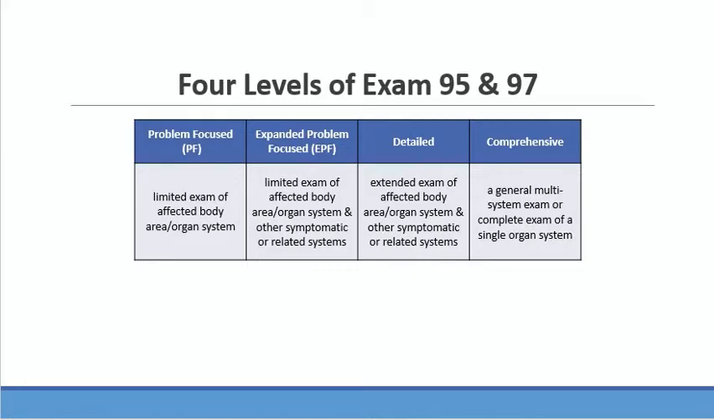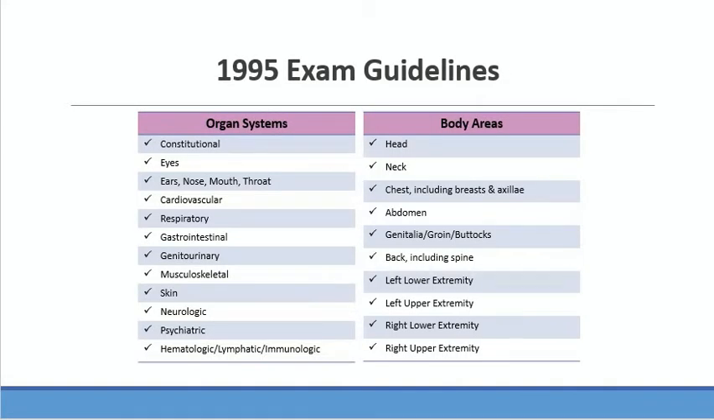But the 97 guidelines go on to specify how many findings are required in those body areas and/or organ systems for each exam level. We are going to review the 95 exam guidelines first. The 95 guidelines list the countable organ systems as constitutional, eyes, ears, nose, mouth, and throat, cardiovascular, respiratory, gastrointestinal, genitourinary, musculoskeletal, skin, neurologic, psychiatric, hematologic, lymphatic, and immunologic.